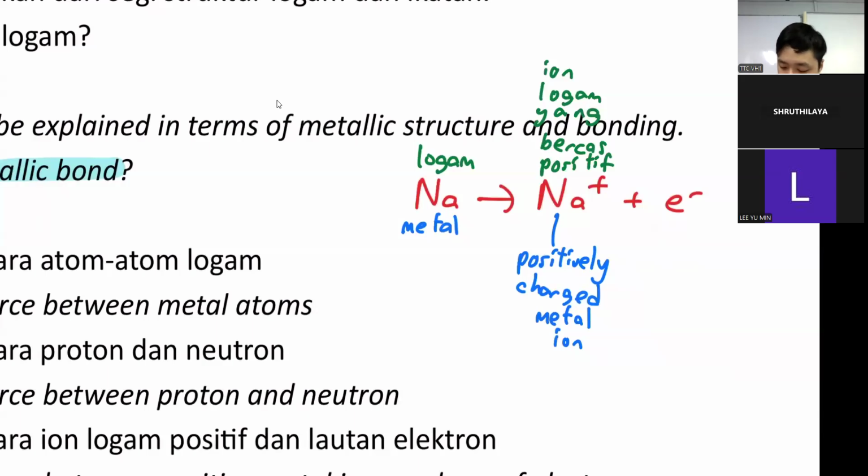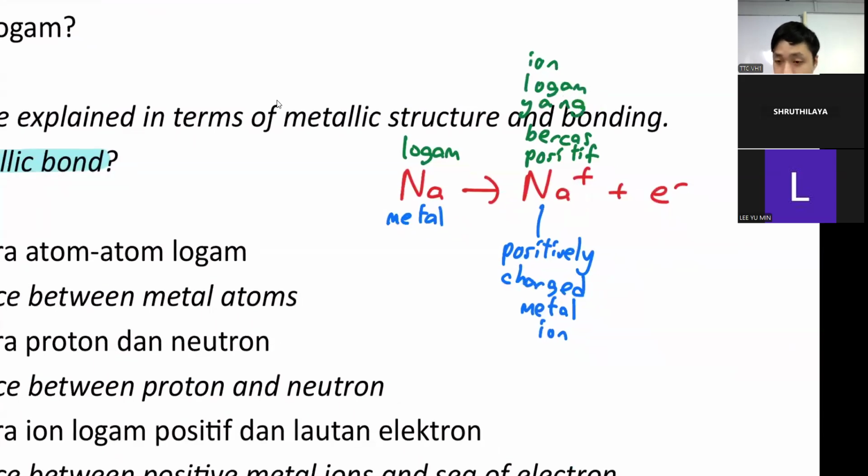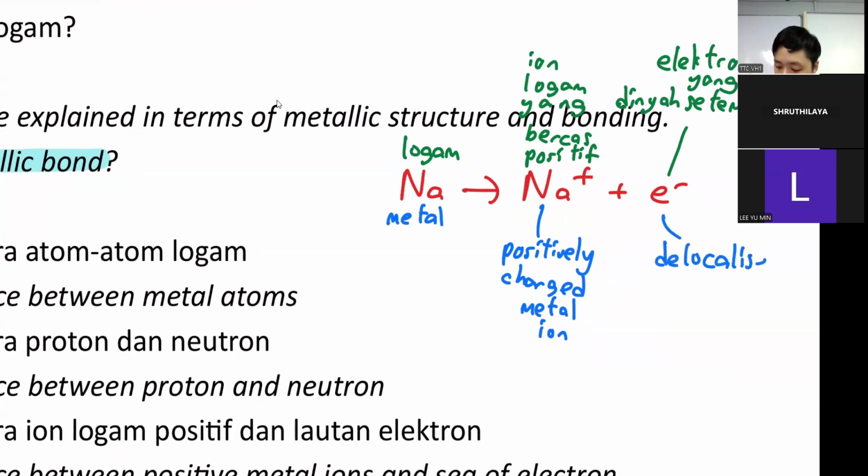And then the other one, in Malay, is electron yang dinyahsetempatkan. In English, it's called delocalized electron. It means the electron that nobody wants, nobody receives.